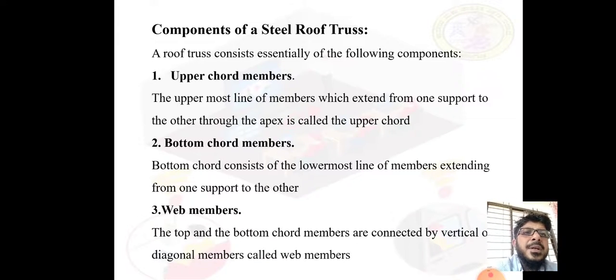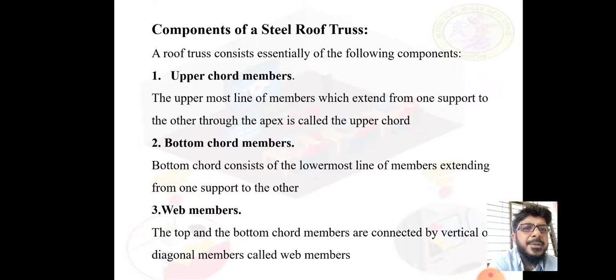Now we'll see different components of the steel roof truss. A roof truss consists essentially of the following components. First one is upper chord members. The uppermost line of the members which extend from one support to the other through the apex is called the upper chord. Next one are bottom chord members. Bottom chord may consist of the lowermost line of the members extending from one support to the other.